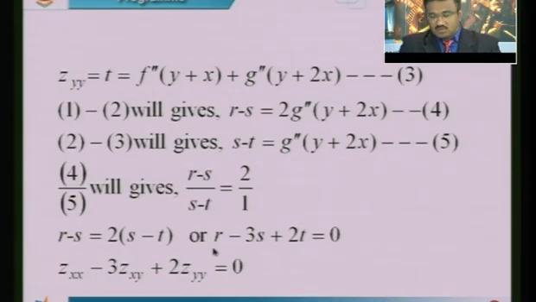Now differentiating the function partially with respect to y, and again one more time, we get the notation t, that is f double dash plus g double dash. After calling the second order derivatives r, s and t equations 1, 2, 3, we do 1 minus 2, and again 2 minus 3. After simplification of these, we get the required result.